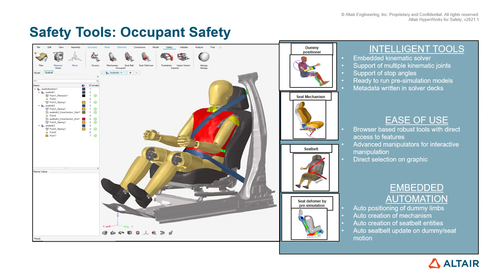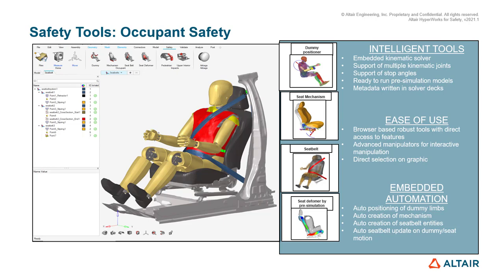It's ready to run the pre-simulation model. So when you do the pre-simulation for occupant, it is ready to go. When you export the pre-simulation deck, you just have to submit it. It is going to write everything, including control cards. And the metadata or the occupant tree or the dummy tree, mechanism tree, or the seatbelt tree, it's all going to write in the solver deck.